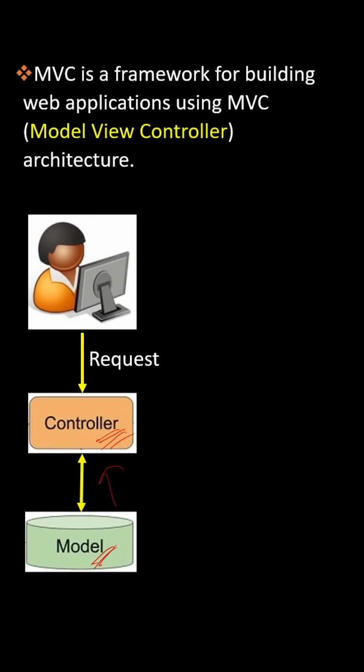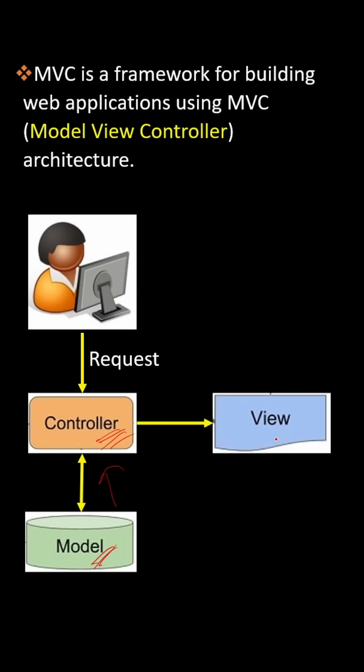As a next step, the controller will perform some logic and send the data to the view. Then that data will be rendered in HTML format by this view and sent back as the response to the user or client. That is the MVC lifecycle.